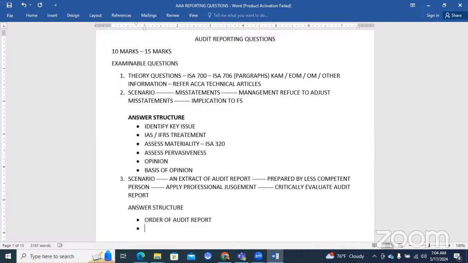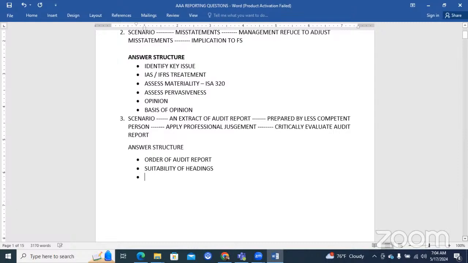After that, suitability of headings. Because an audit report has different headings: emphasis of matter paragraph, other matter paragraph, responsibilities of management, basis for opinion. Likewise, you should see whether those headings are right or wrong.